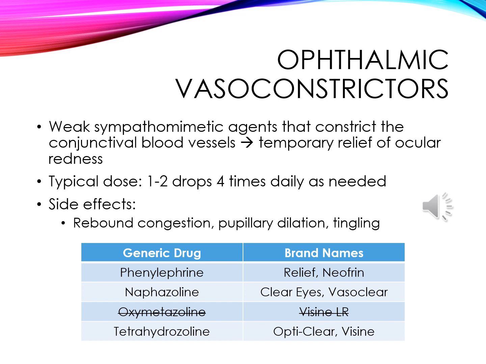Ocular vasoconstrictors provide temporary relief of ocular redness. Their typical dose is 1 to 2 drops up to 4 times a day as needed. Side effects include rebound congestion, and therefore these agents should not be used for more than 3 days due to this rebound redness. It can also cause pupillary dilation and tingling in the eye. Oxymetazoline has been discontinued from the market, and naphazoline is contraindicated in narrow-angle glaucoma.